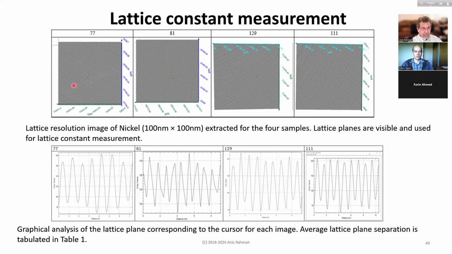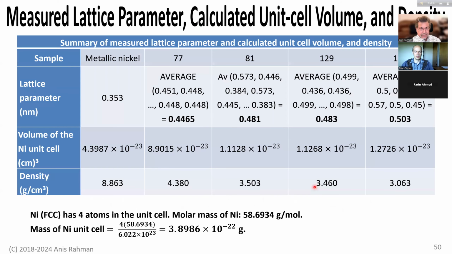You see that this line over here is what you call the cursor, which produces this pattern. And then the full width at half maximum is measured. That gives us the separation between two lattice planes. So we did it for 77, 81, 129, 111. What do we get?